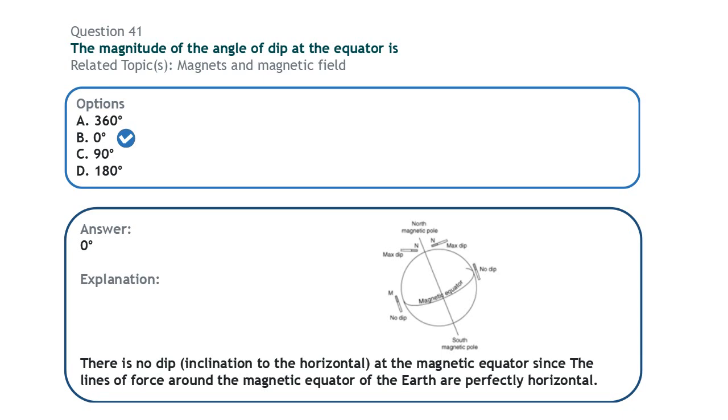But at the poles you have maximum dip. That is the angle between the north magnetic pole and the equator, or the horizontal of the earth, is going to be 90 degrees, and that is like the highest that you can have. That's like the highest that you can before you switch into a different sphere entirely.